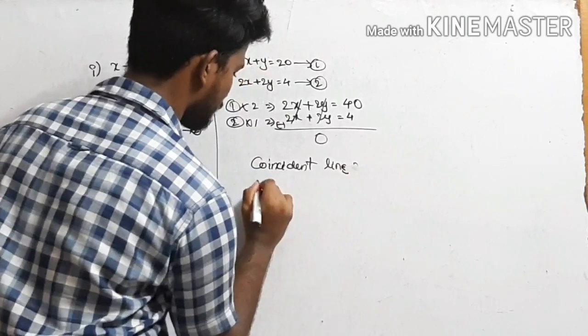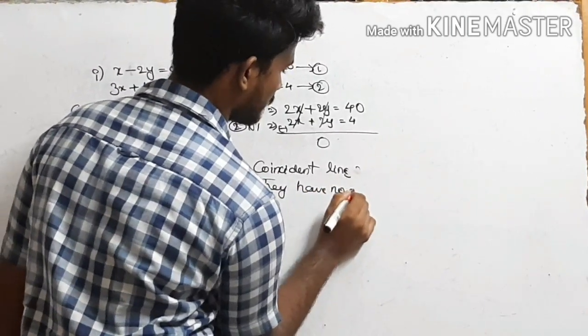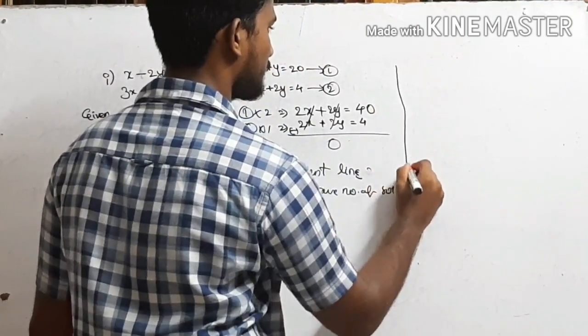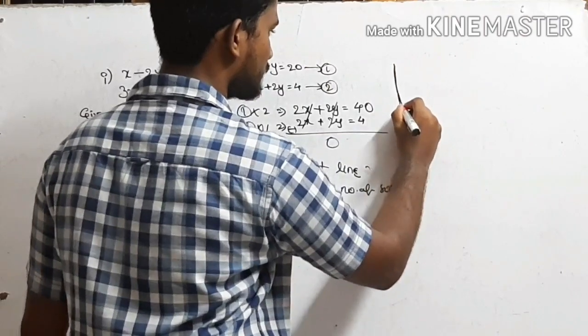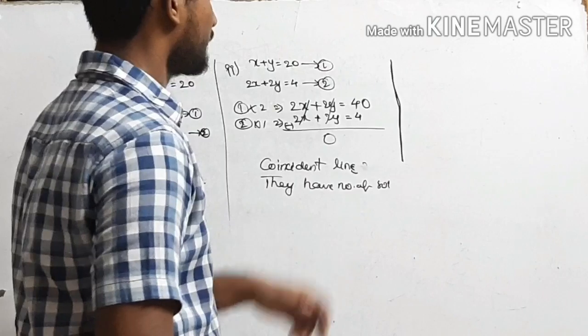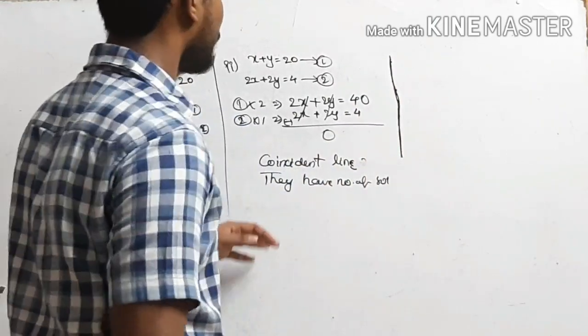They have infinite number of solutions. It is like this. The first line and the second line are also on that same line only. So it is a coincident line. They have a number of points. You cannot find all the points.